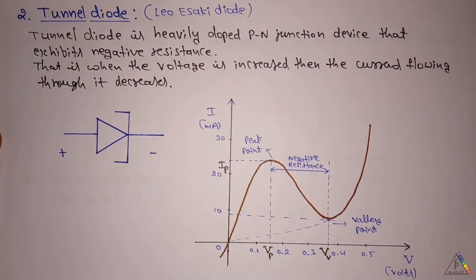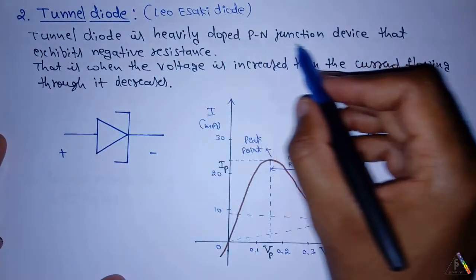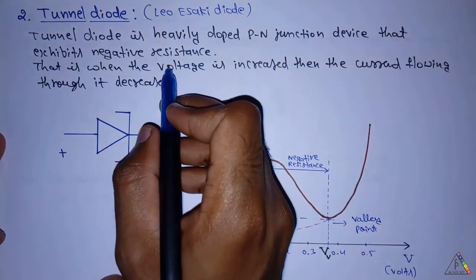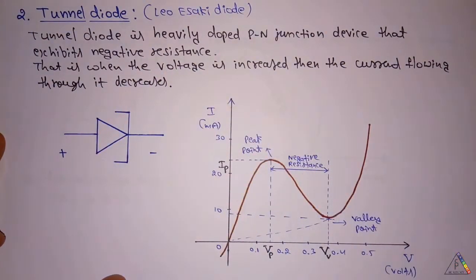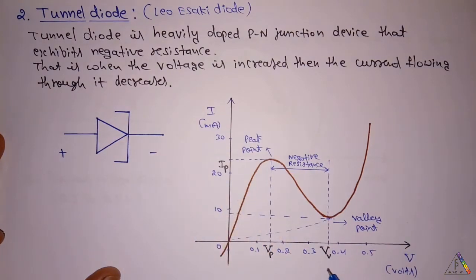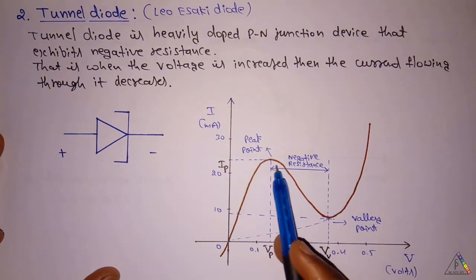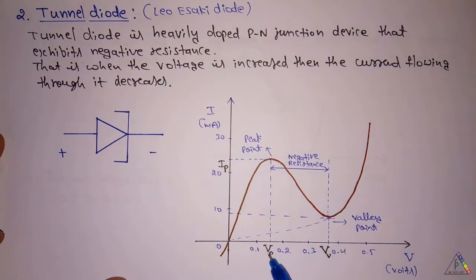The next type of diode is the tunnel diode, also called the Leo Esaki diode. A tunnel diode is a heavily doped PN junction device that exhibits negative resistance. That means when the voltage is increased, the current flowing through it decreases. This is the circuit symbol of the tunnel diode, and this is the VI characteristics, which tells us that as the voltage increases, there is an increase in current up to the peak point, up to a peak voltage Vp. After that there is a decrease in current for the increase in voltage.